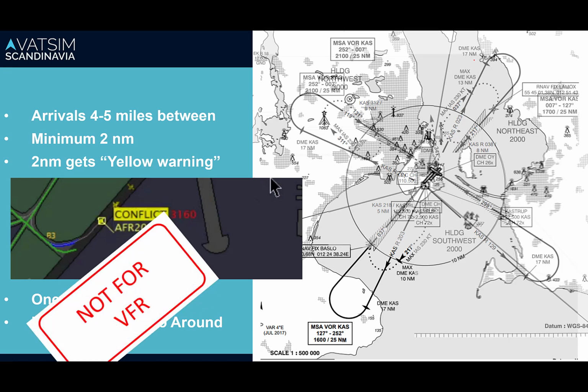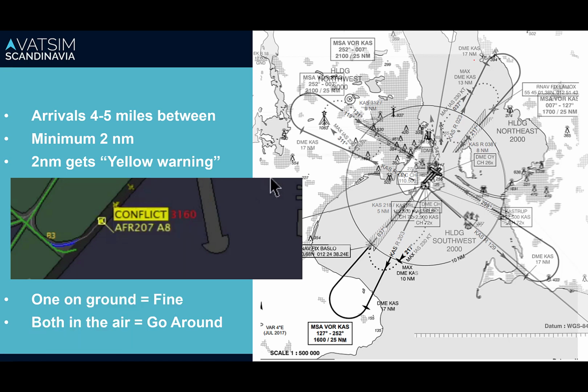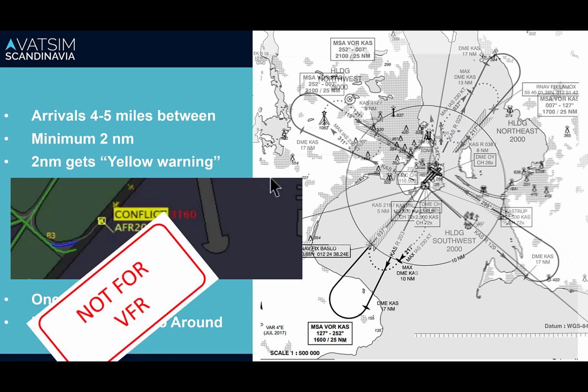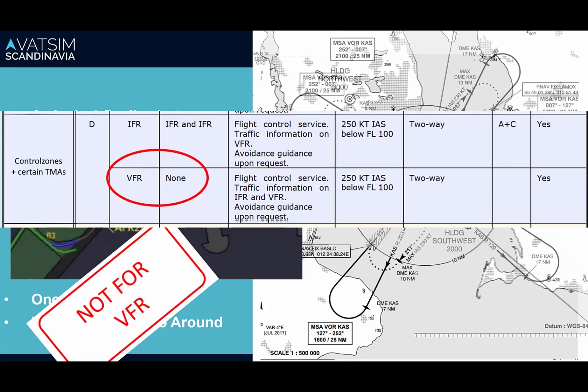Remember, if both airplanes are still in the air, then a go around must be made by one of the airplanes. And please remember, this does not count for VFR, this is IFR separation. Please don't confuse those things. And if you are confused, revisit this lovely table that states that there's no separation between IFR and VFR.